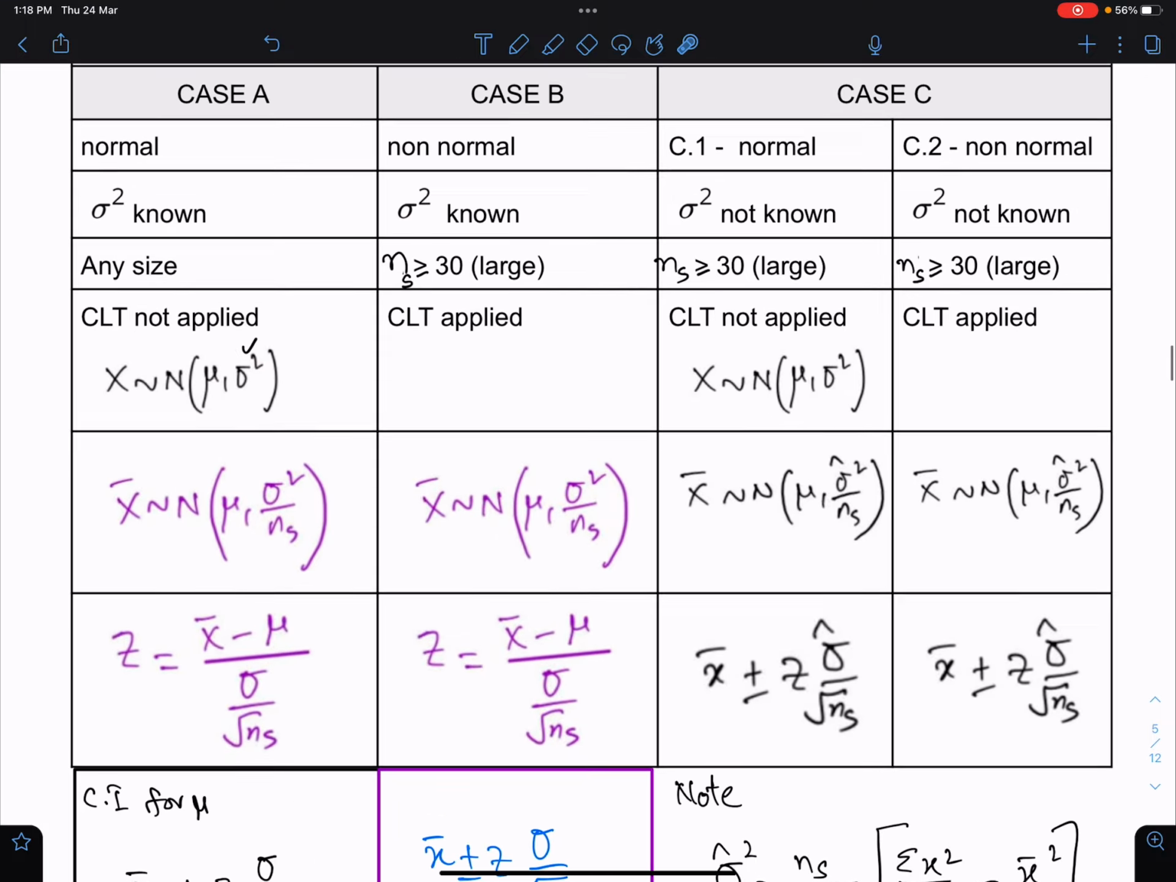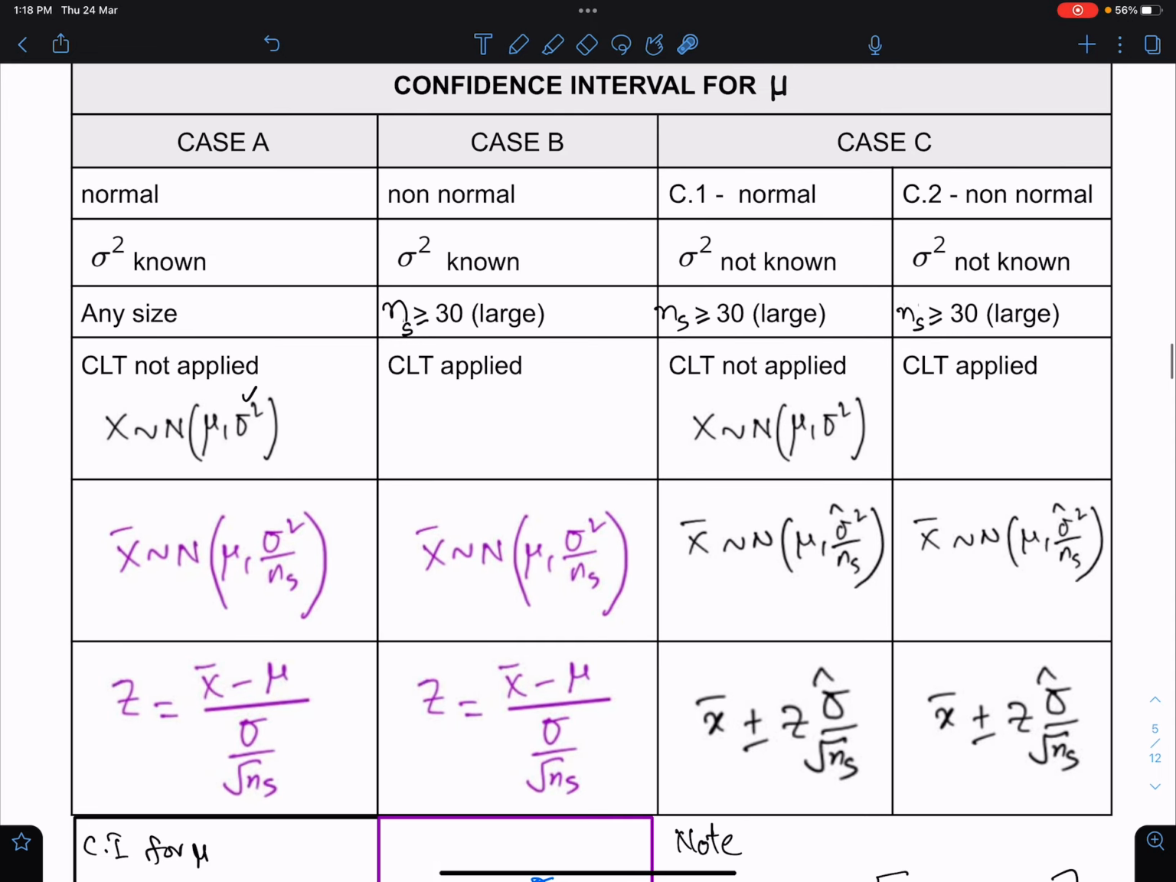Case B. In case A, the population was normal, whereas in case B, the population is non-normal. So this is the difference between these two cases. This is the first difference. And the similarity is sigma square is known in both the cases. And here sample size is any size, but here sample size is large. Large means greater than or equal to 30.